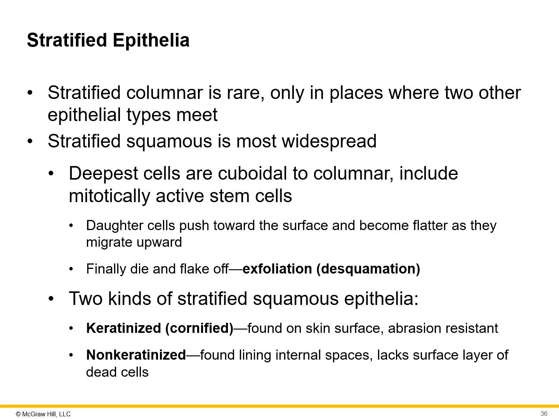Right? So these cells are located down at the bottom. And as they do mitosis, they are going to push the cells up towards the free surface. And as those cells get pushed up to the surface, they're going to become flatter as they migrate upward. And they're going to start to die because they are getting too far away from that nutrient supply and the blood supply. And so when they start to die, they will eventually flake off.